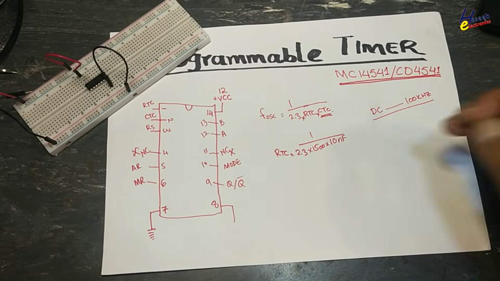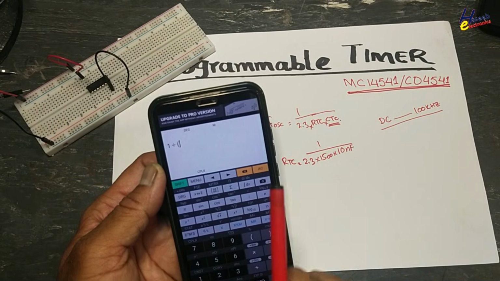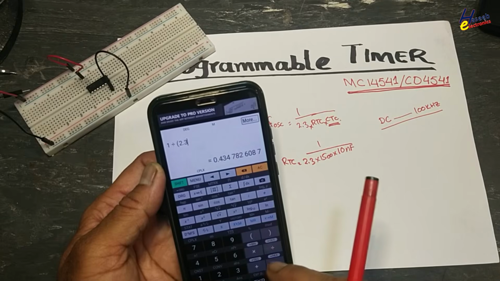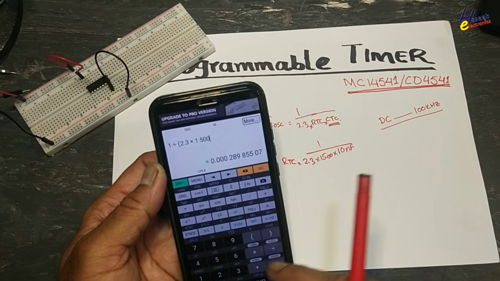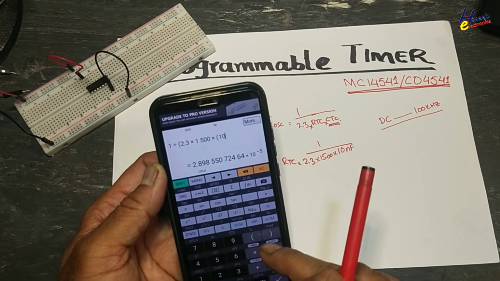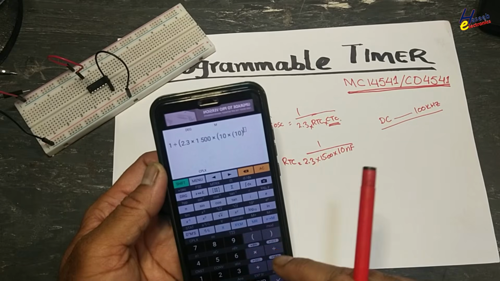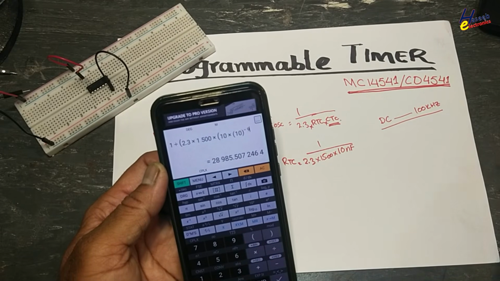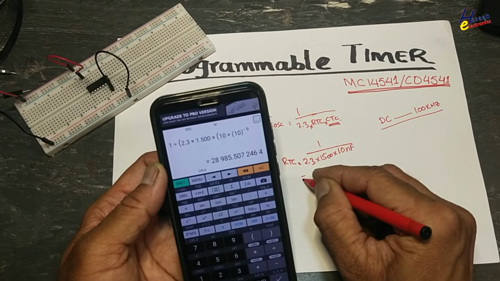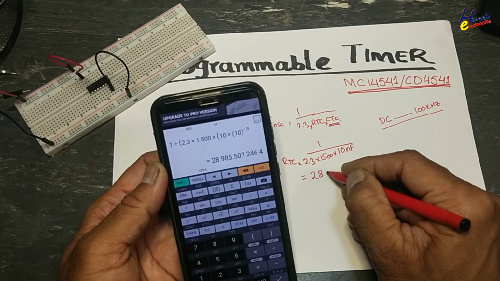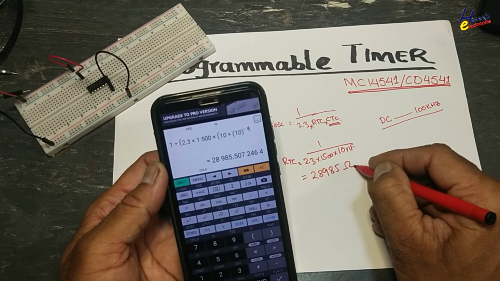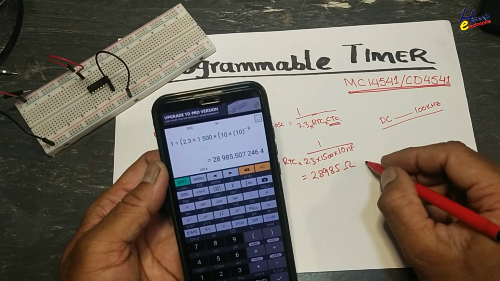In this case, 1 divided by 2.3 multiplied by 1500 multiplied by 10 raised to the power minus 9, for 10 nanofarad. The required resistor is 28985 ohms, that is around 29 kilo ohm.